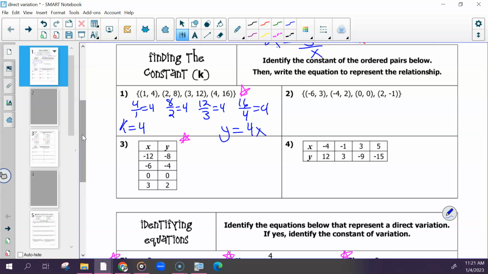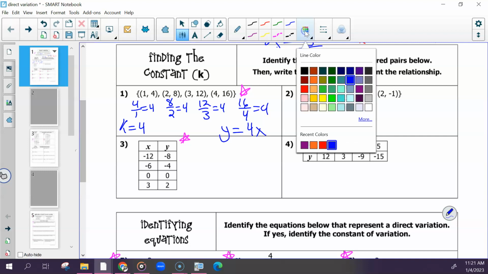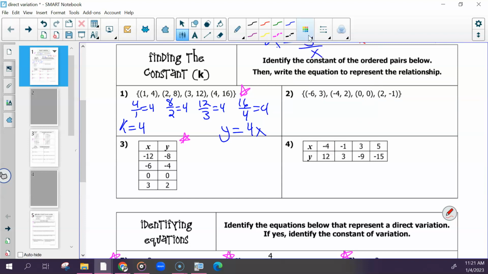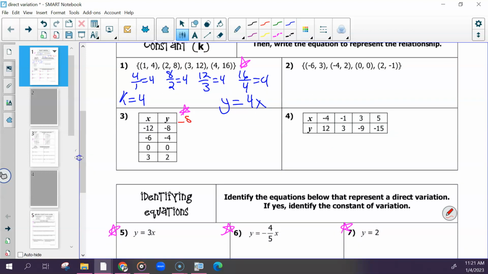Okay, let's try another one. Like number 3, do the same thing, find your k values across, but y divided by x for each one. So we have negative 8 over negative 12. Simplify them. So positive 2/3. Negative 4 over negative 6, which would also be 2/3. 0 over 0 wouldn't work, but we're going to come back to that. And then 2 over 3 would work.